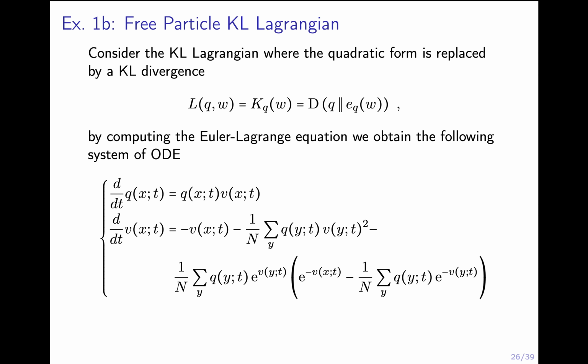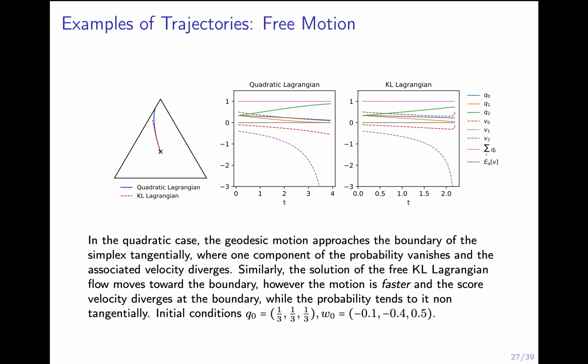Okay, so now we can introduce a second example. Again, we have free particles, so in this case our Lagrangian consists simply of the divergence between Q and another point which depends on the vector W. Also in this case we can compute the Euler-Lagrange equation and obtain an equivalent system of differential equations which can be studied and give origin to different dynamics. Let's see some examples. Here we have the comparison between free motion of the quadratic Lagrangian and the KL Lagrangian in the simplex, with the same initial condition, and if we solve the equations numerically, we observe two different behaviors.